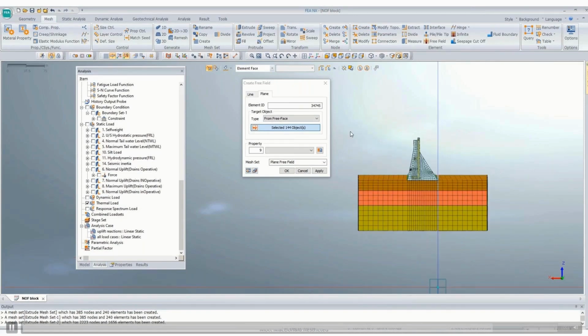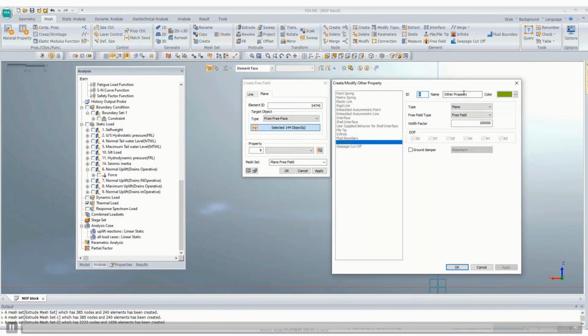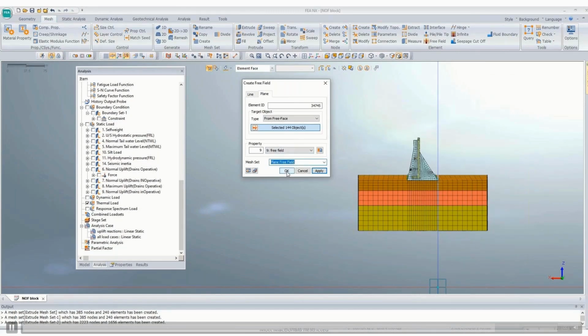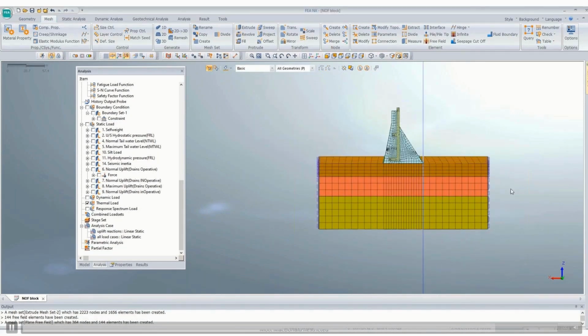I have to define the property here. Say free field. We have absorbing boundaries also, but free field is better, so we'll keep free field. And I'll create these elements. So these free field elements are created.